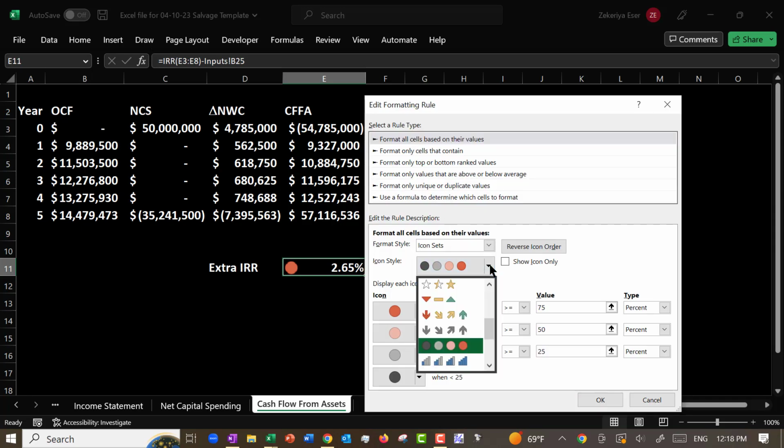Icon style. I'm gonna actually make this 4 arrows. I'm gonna use green arrow to say you should definitely accept it. Green up arrow, yellow up arrow if it's positive but a small number, yellow down arrow, negative but slow number, red otherwise.